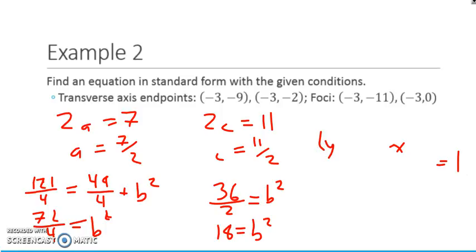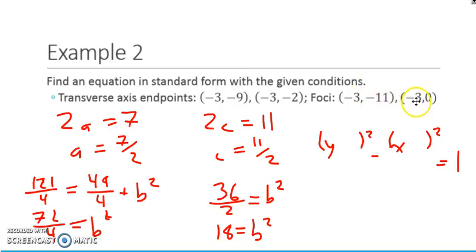And this one's not centered at the origin, so I am going to have a number being subtracted from the x and the y values. We didn't talk about that number earlier. We can find it real quick though. So whether you go from the transverse axis or the foci endpoints doesn't really matter. We want the point that's halfway between.